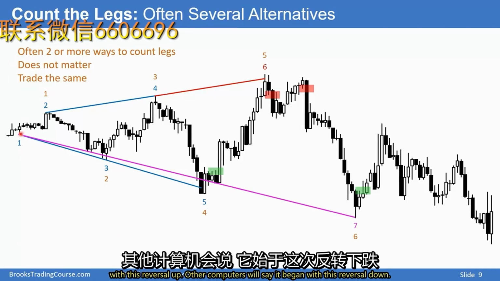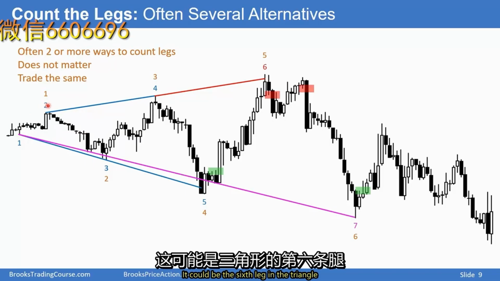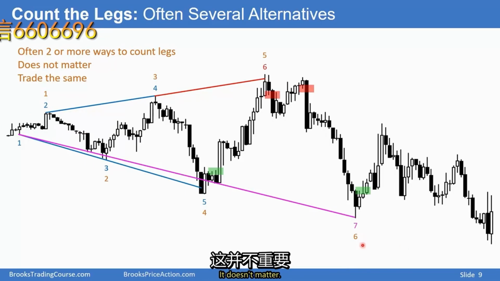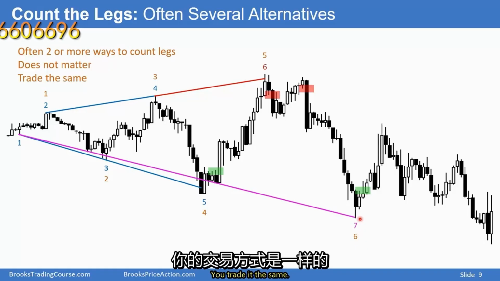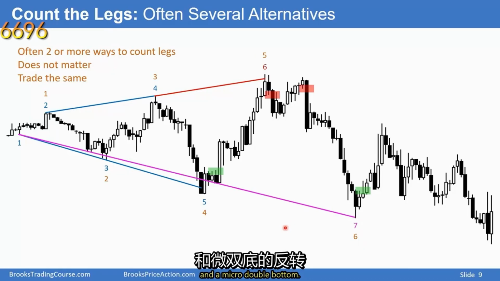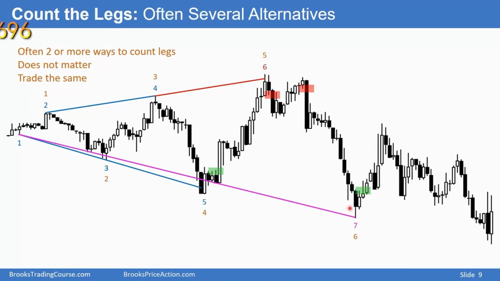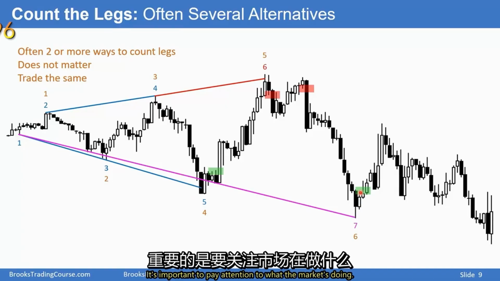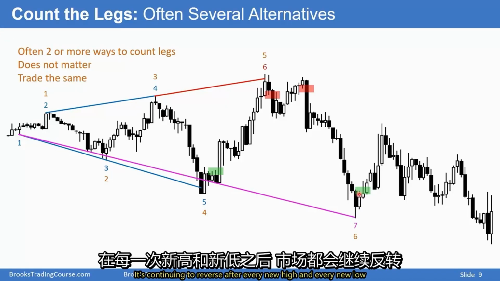Many different ways to label a pattern. Some traders will say the expanding triangle began here with this reversal up. Other computers will say it began with this reversal down. It could be the 6th leg in the triangle, or it could be the 7th leg in the triangle. Doesn't matter. You trade it the same. We have an expansion pattern and a reversal with a good signal bar and a micro double bottom. Traders will buy the reversal up.